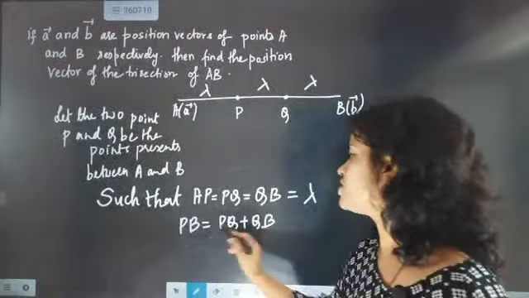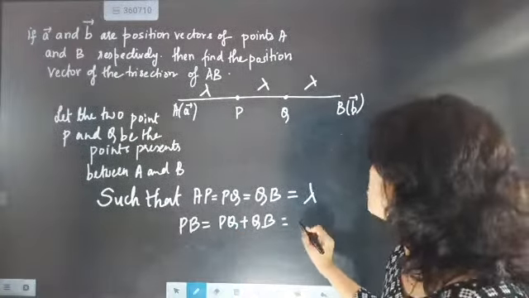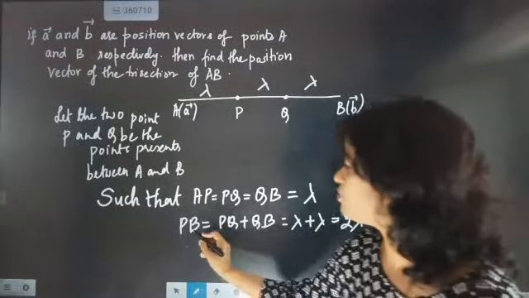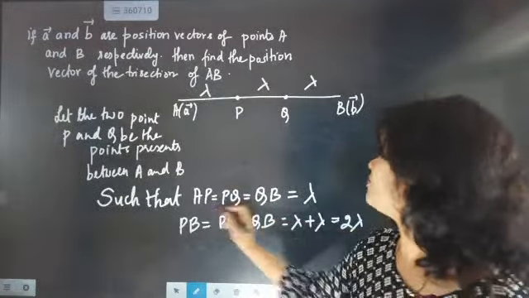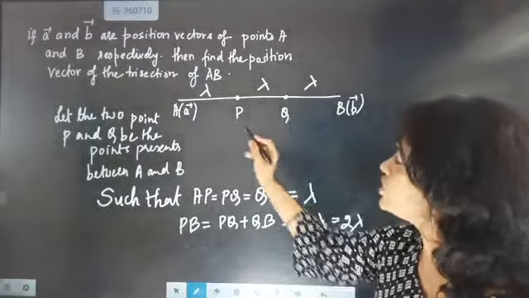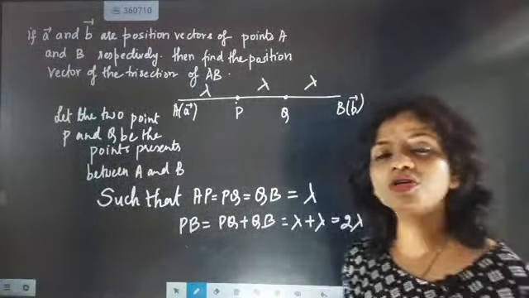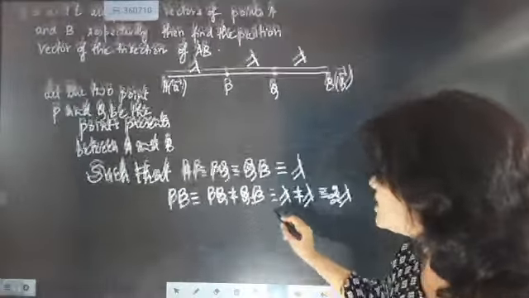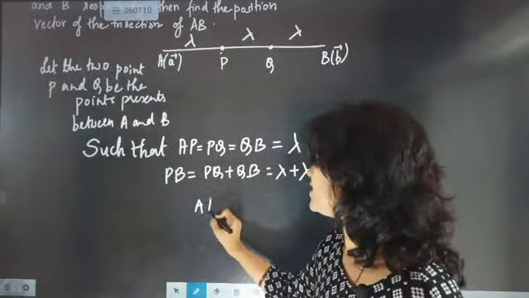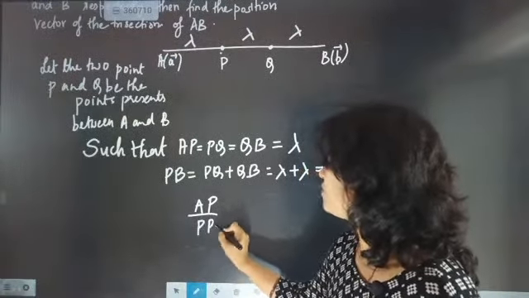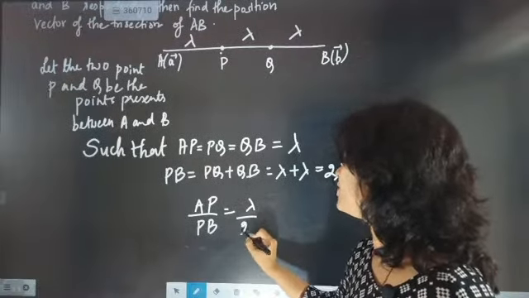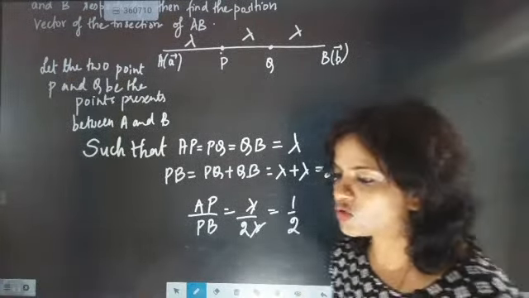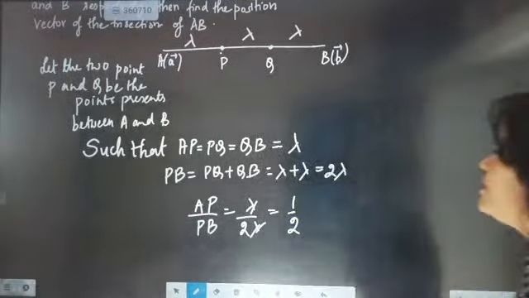So now PB is equal to PQ plus QB. Now PQ is lambda, QB is lambda, so it will become 2 lambda. So PB is coming as 2 lambda, AP is coming as lambda. So what is the ratio between AP and PB? Because we have to find the position vector of that. So now we will write AP by PB will be equal to lambda by 2 lambda. Once it is cancelled, it is coming as 1 by 2. So AP is to PB is coming as 1 by 2.